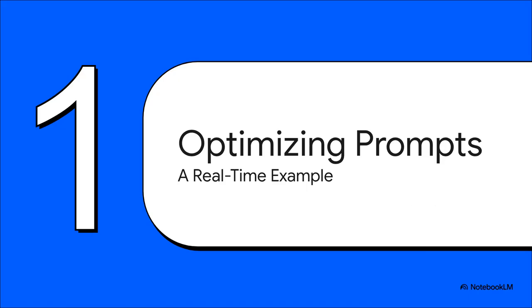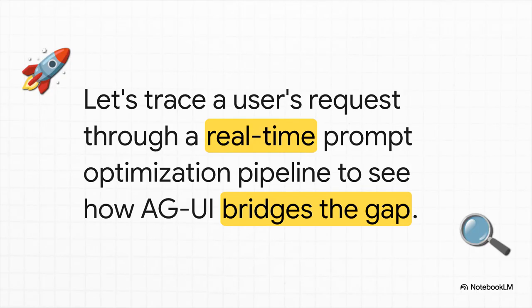Okay, so that's the big idea, but you're probably thinking, how does this actually work? Let's ditch the theory and get practical. We're going to look at a perfect real-world example, optimizing prompts in real time. So here's what we're going to do. We're going to follow a user's request on its entire journey.